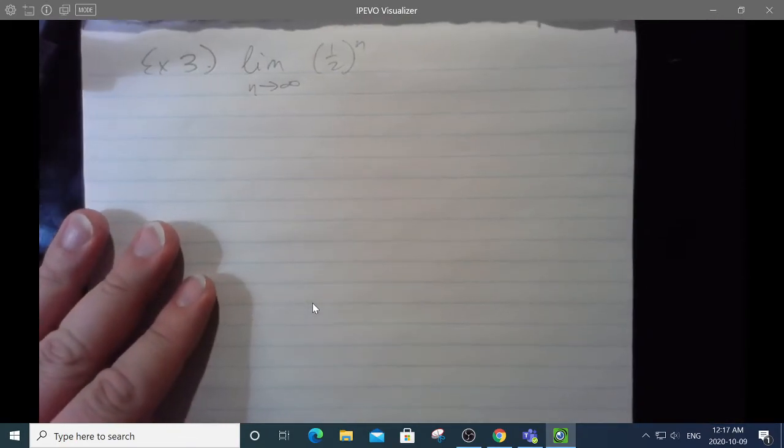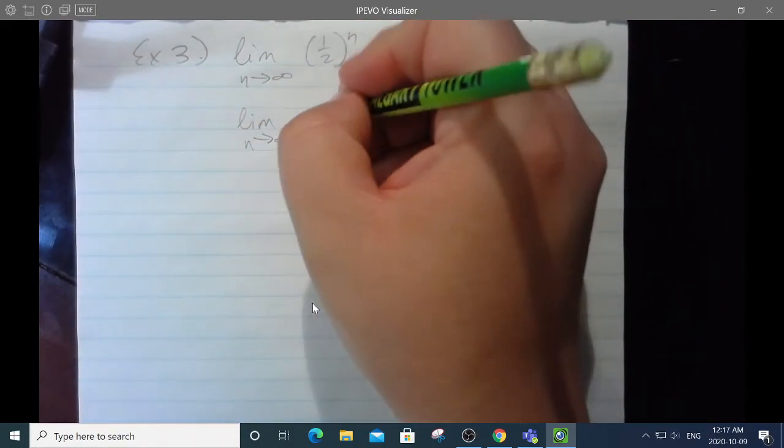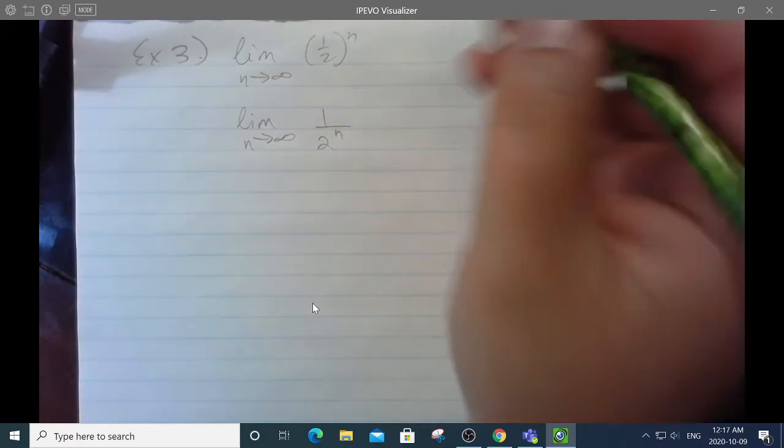Important example number 3 is this guy. The limit as n approaches infinity of 1/2 to the power of n. Okay, what am I going to do with that guy? Well, for that guy, you can think of 1 to any power as just being 1. So this is the limit as n approaches infinity of 1 over 2 to the n.